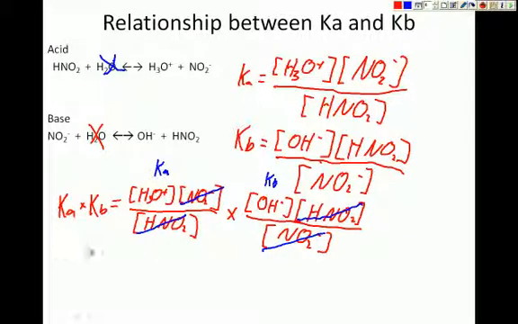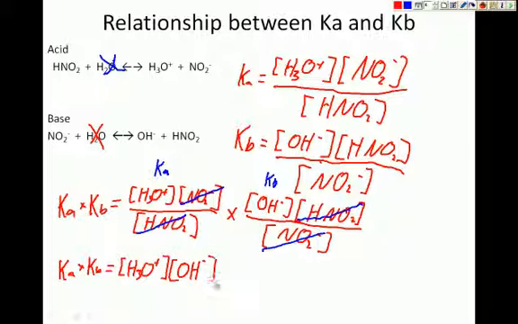So in other words, what happens is Ka times Kb equals the concentration of H3O plus times the concentration of OH minus. Okay? Whoa, now this is looking very, very familiar. If you remember in our last lesson, H3O plus times the concentration of OH minus looks like something that we've seen before. Can you remember what we saw before?